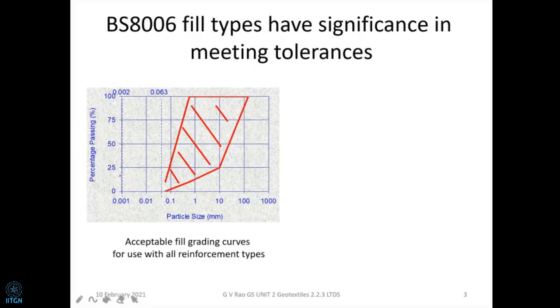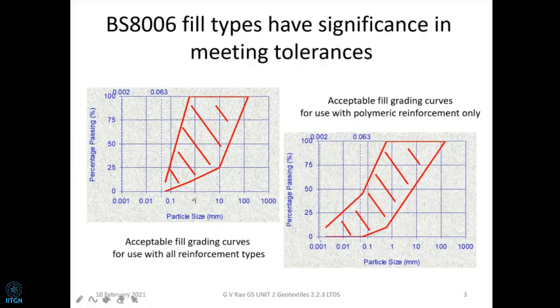If this is the gradation, that is, percentage passing against particle size, this is the general range which is suitable for all types of reinforcement, both metallic and non-metallic. But if you consider only polymeric reinforcement, then clearly our consideration extends up to 0.002. That means one can also use a clay material.